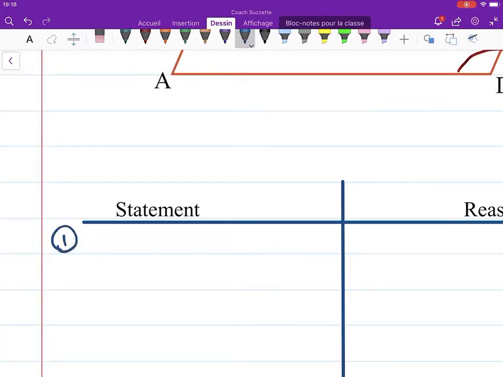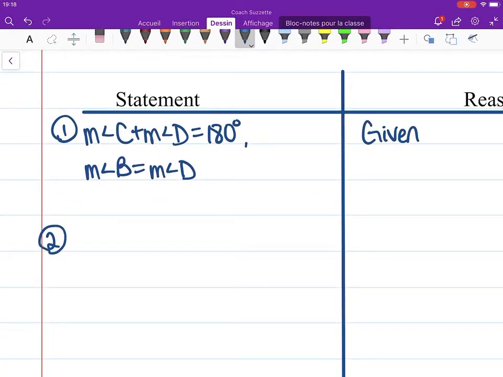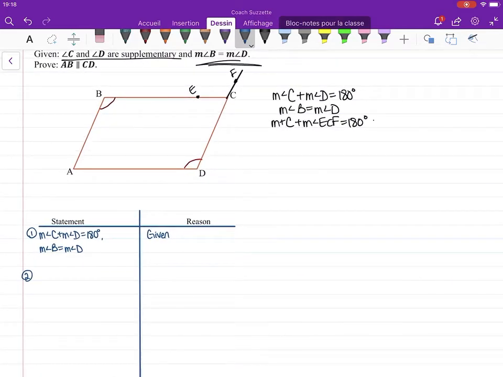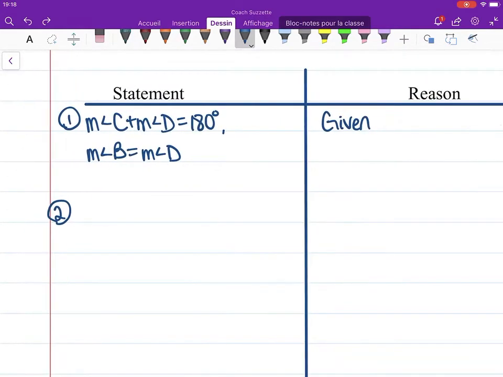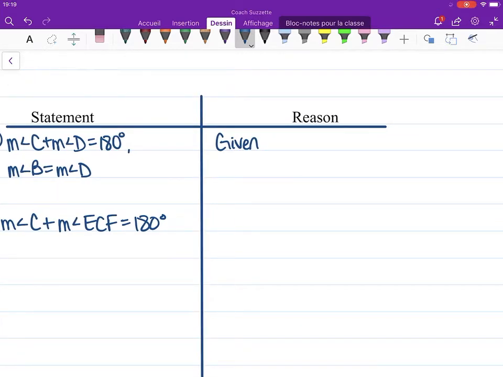Number one is what we were given, which was that C and D were supplementary, and this is what that means. Sum of their measures is 180 degrees, and we were also given that the measure of angle B is equal to the measure of angle D. Then we came up with this line. Measure of angle C plus the measure of angle, was it ECF? ECF is equal to 180 degrees. How do we know? Because linear pairs form supplementary angles.